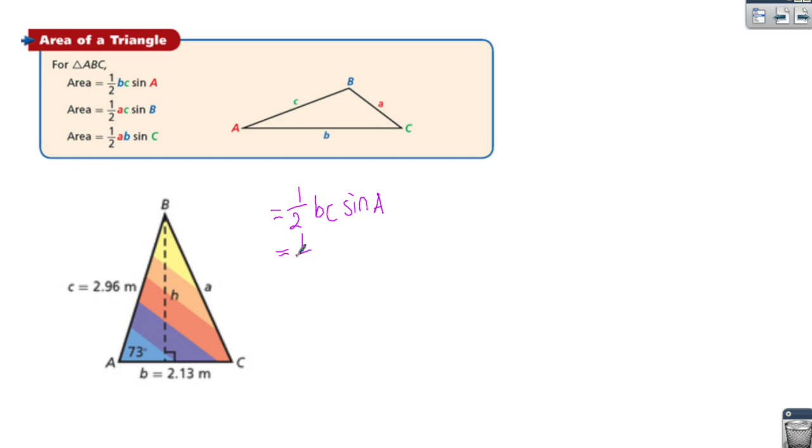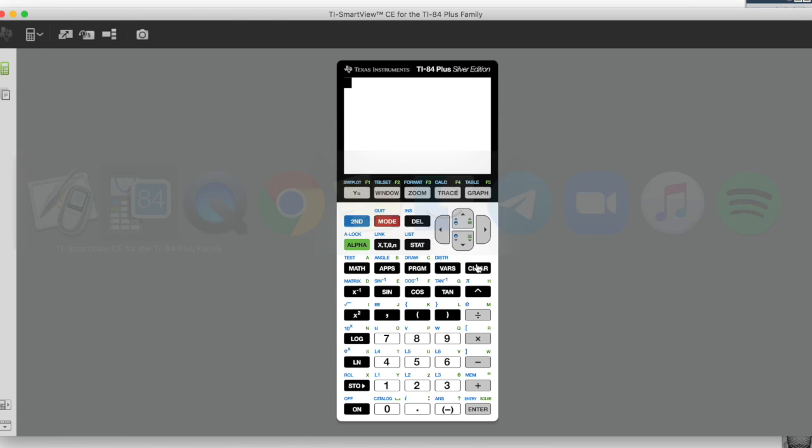So I'm going to go 1/2 where the B value is 2.13. The C value is 2.96. And then we need to multiply that by the sine function of a 73-degree measure. Let's use this information and enter it into our calculator. Now, some of you are using your own graphing calculators. That's absolutely fine, but make sure that the mode is correctly set up. So I'll show you the setup right now.